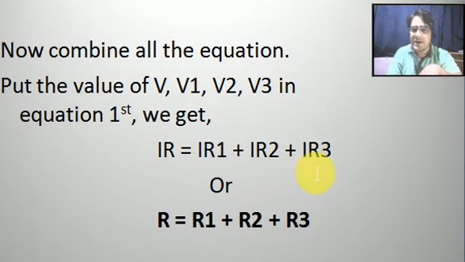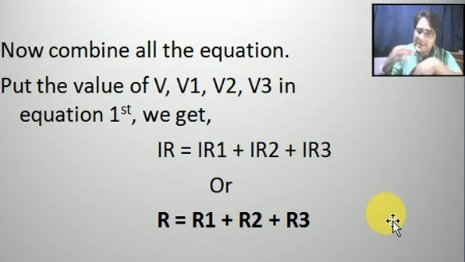Now keeping this I common from both the sides, we will get R is equal to R1 plus R2 plus R3. That means we came to the conclusion that when the resistors having desirable resistances are connected in series, the resultant resistance of the circuit will be equal to the sum of the individual resistances.